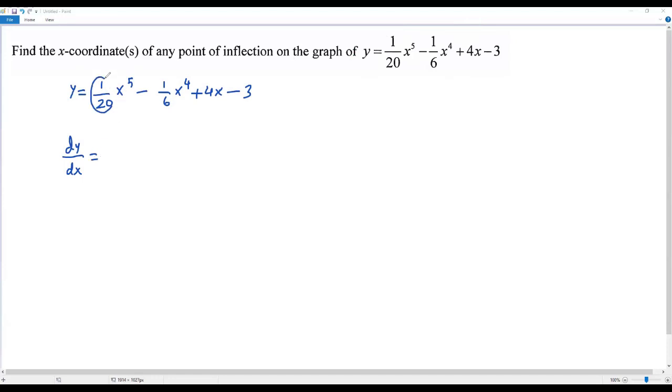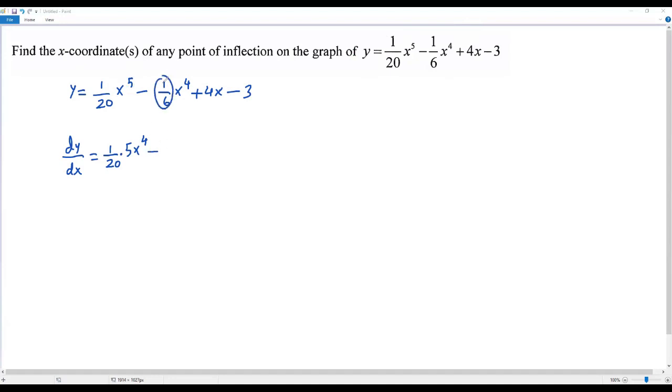Here 1/20 is a constant multiplied by the variable. When I find a derivative, if there is a constant multiplied by the variable, I keep the constant as it is and find the derivative of the variable alone. The derivative of x to the fifth power becomes 5 times x to the fourth power. I use the power rule of derivatives: I bring the exponent in front of the variable and subtract 1 from the exponent.